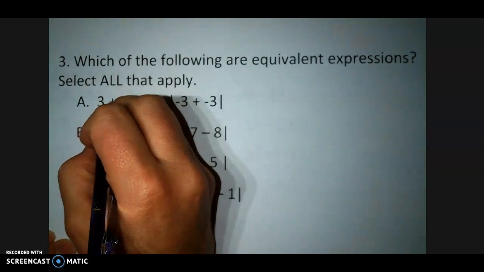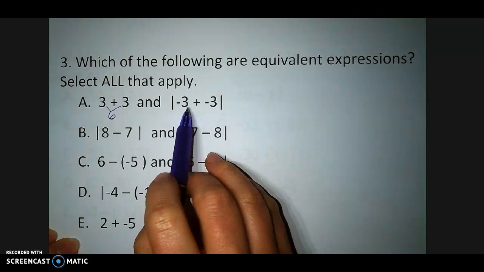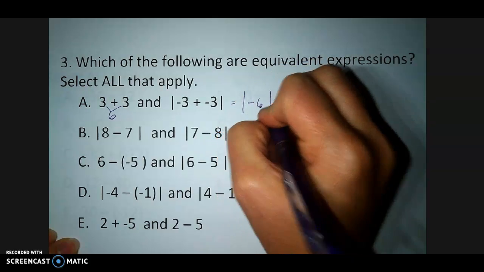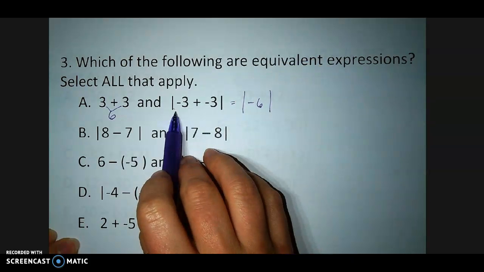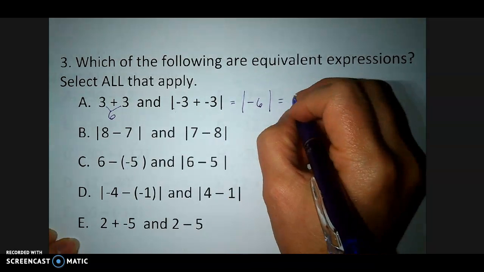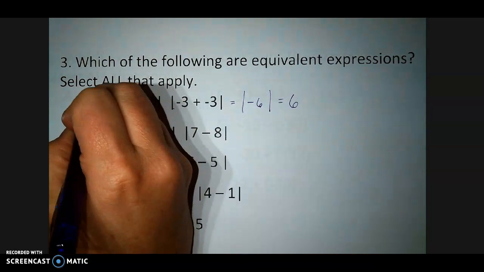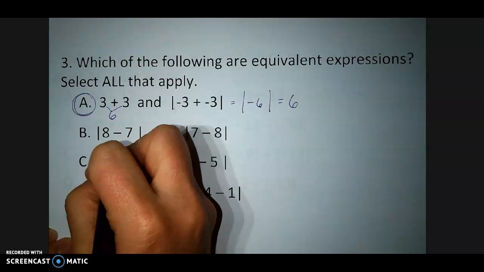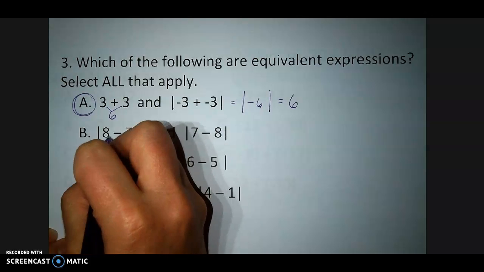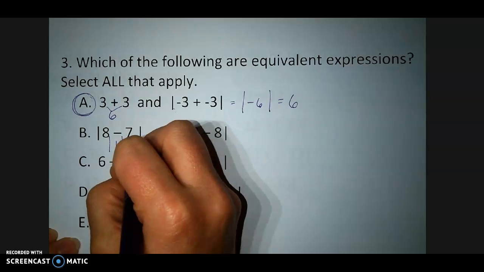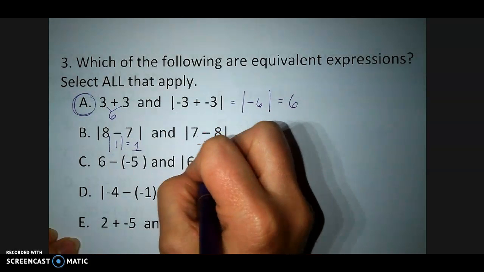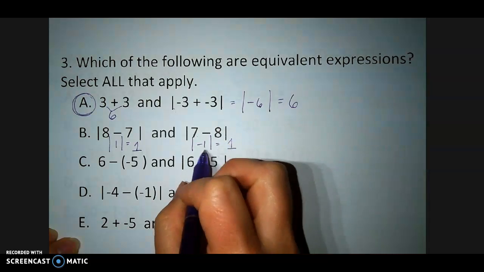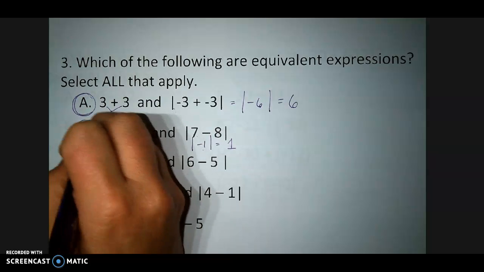Well, 3 plus 3 is +6. -3 plus -3, well, that is -6. But you remember those were inside the absolute value bars. So I want to know how far is that from 0? Well, they are 6 spaces away from 0. So that would be an equivalent situation. 8 minus 7 is 1, and the absolute value of 1 is 1. 7 minus 8 is -1, and the absolute value of that is also +1 because they are both 1 space away from 0, so those are also equivalent.